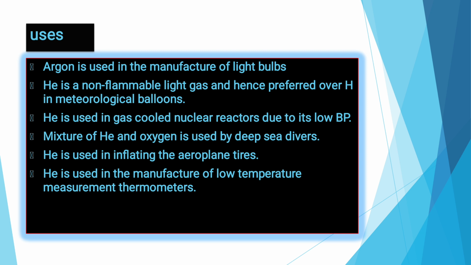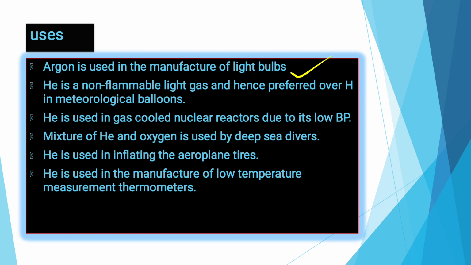We finally look at the uses, and among the uses, like you can see, argon is used in the manufacture of light bulbs because it is chemically not very active. So for example, in those filament bulbs, when we have argon, it provides an inactive atmosphere or an inert atmosphere, so that even when the filament is very hot, it does not burn.